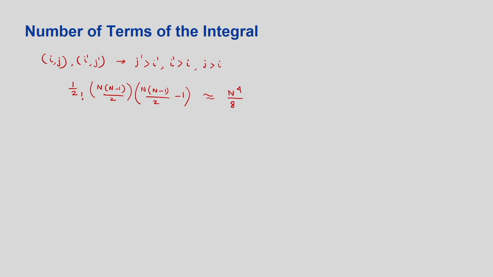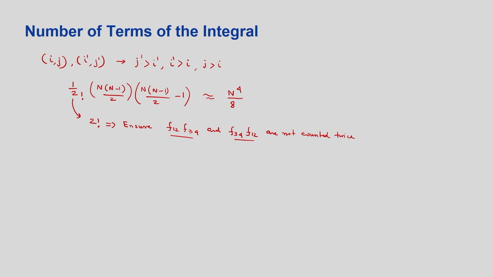Now why is this 2 factorial included? This 2 factorial is to ensure that F12 F34 and F34 F12 are not counted twice. So, these similar terms should not be counted twice. That's why you have this 2 factorial term.